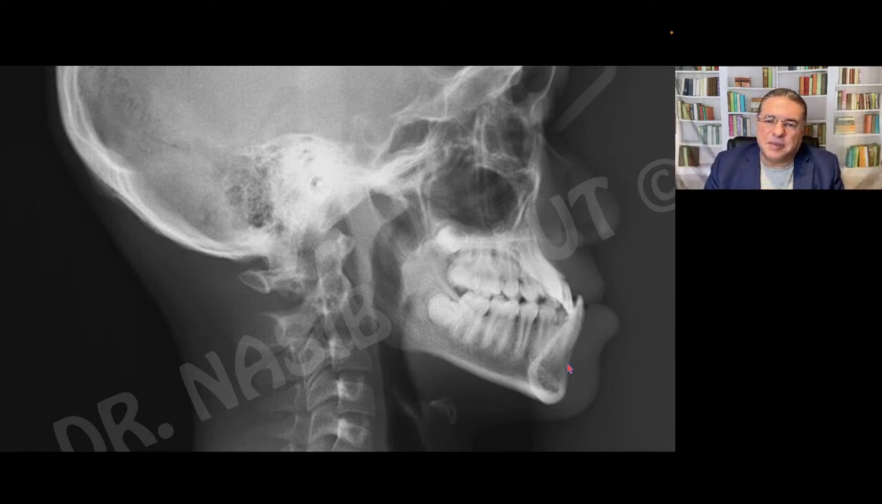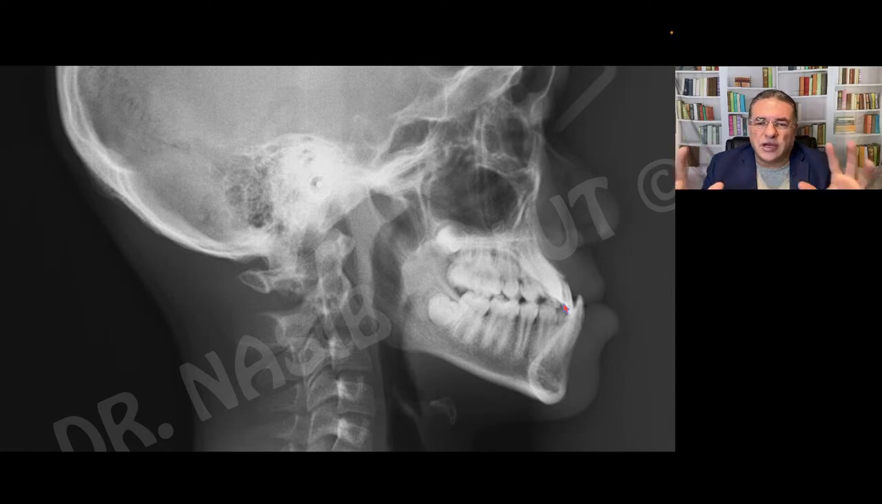When I started, the patient was around 16, 17 years old. He has all the permanent dentition. He didn't want surgery. The inclination of the lower incisor is not that bad, it's not that retroclined. The upper incisor is already a bit proclined.